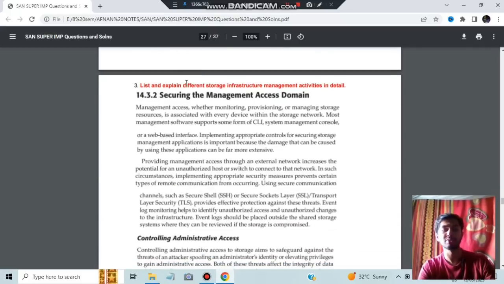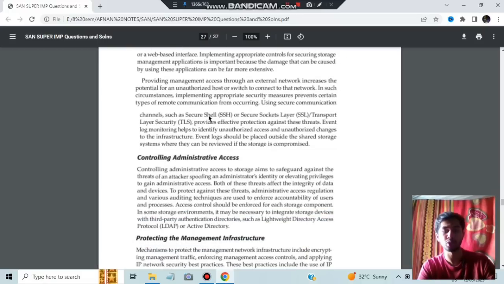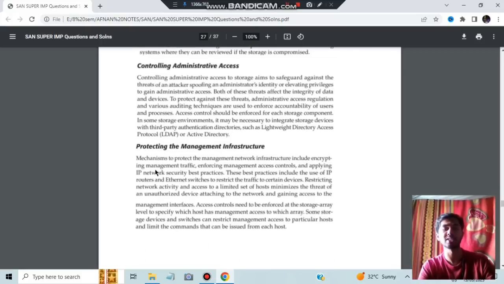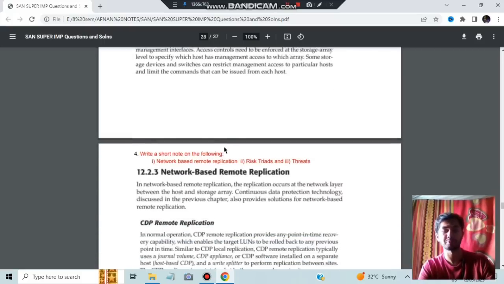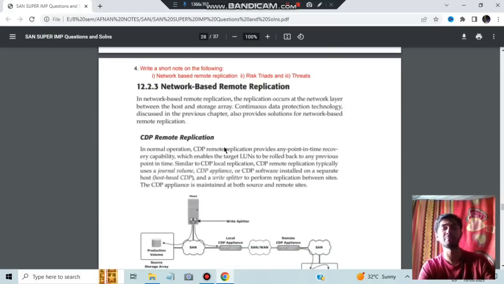And the next question is about the different storage infrastructure management activities. For securing the management access domain, you have to make it more secure. You can do this by using secure shell, secure socket layer, transport layer security (TLS), or by controlling administrative access and protecting the data management infrastructure. By using those things, you can make the management more secure. Totally, there are three things: application, management, and backup and archive. Since they have asked about management, I have discussed that here. But they can ask any of those, so make sure you know all three very well.